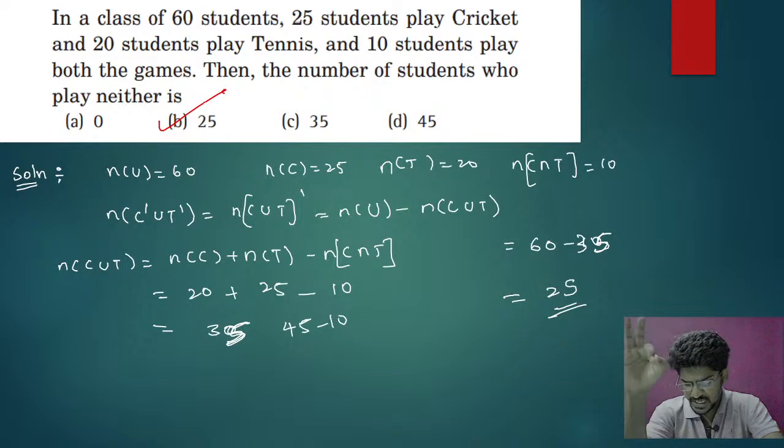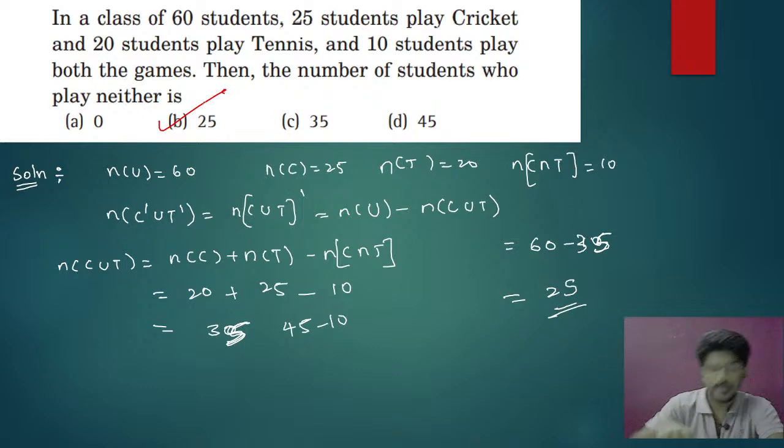Universal set has 60 elements. N of C has 25, N of T has 20, N of T intersection C has 10. Now we have to calculate N of C dash union T dash. Okay. So now by using the formula, N of C union T you will get 35. Therefore 60 minus 35 is 25. Option B is right. Very good.